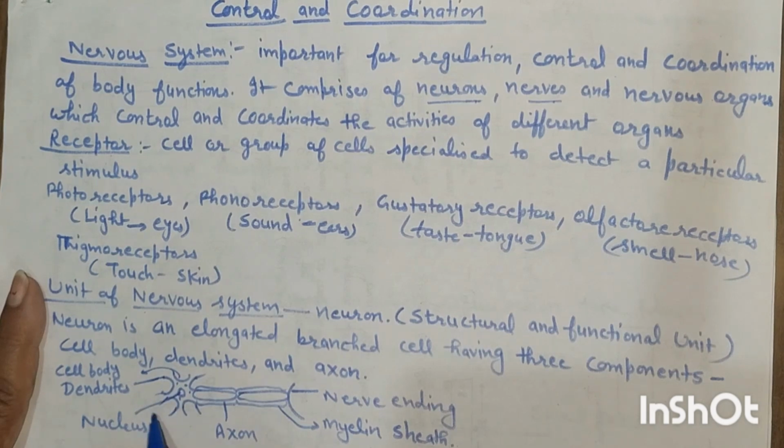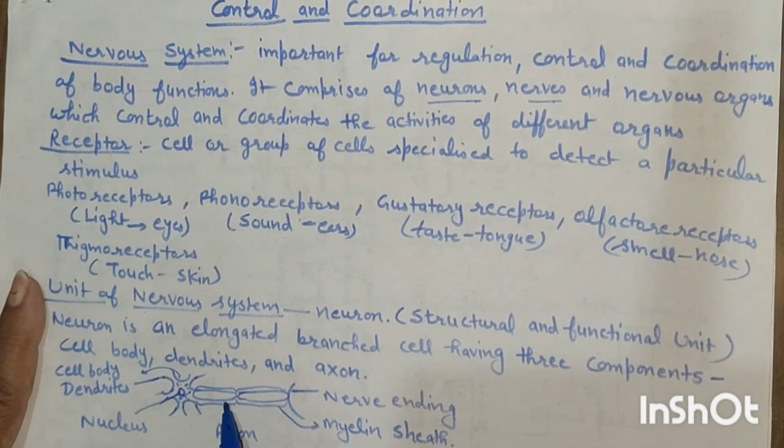These hair-like structures are called dendrites. These receive the stimulus. This is the nucleus and this is the cytoplasm. In this certain bodies or granules are present. These are called Nissl granules. This whole structure is called the cell body. The cell body consists of the nucleus and cytoplasm.